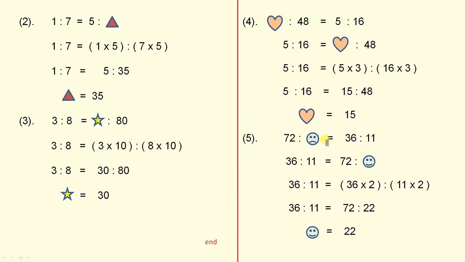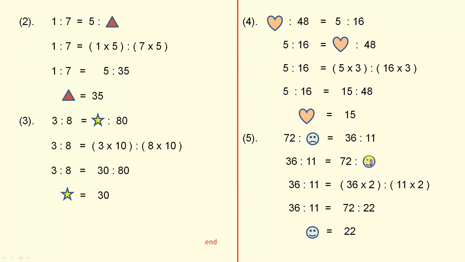Number 5. 72 to the sad face equals 36 to 11. How do we get from 72 to 36? Well, we can do division, but if we swap them around, if we put the 36 to 11 first, and the 72 to the sad face, or smiley face, it doesn't matter. That's interesting, isn't it? That's changed from a sad face to a smiley face.